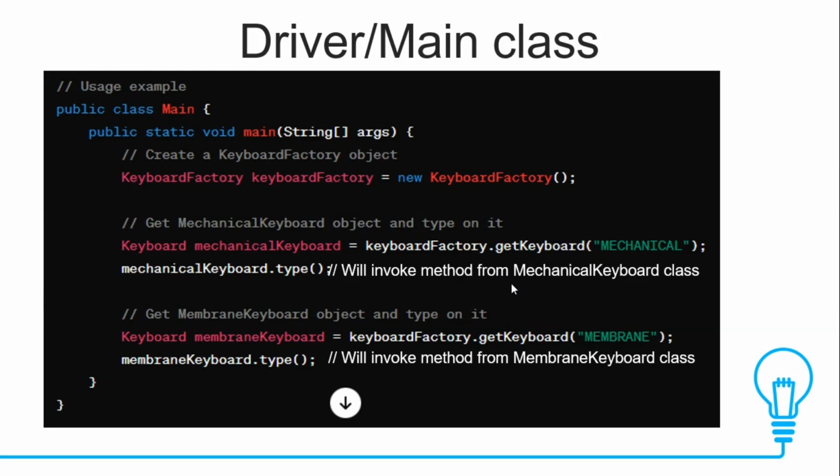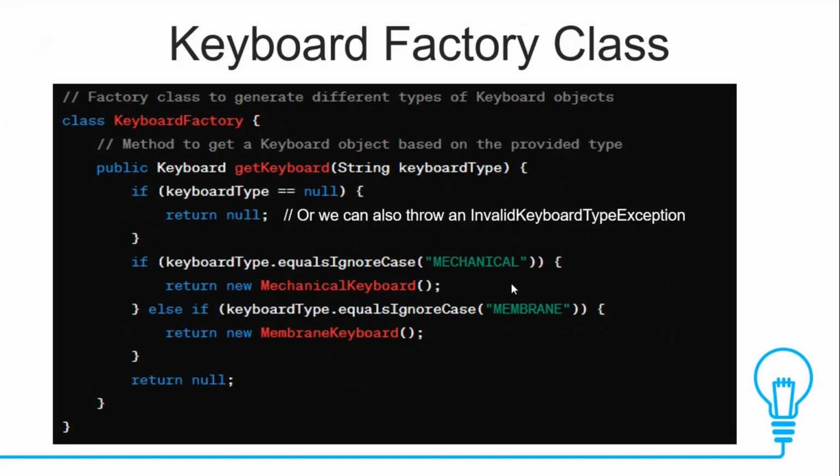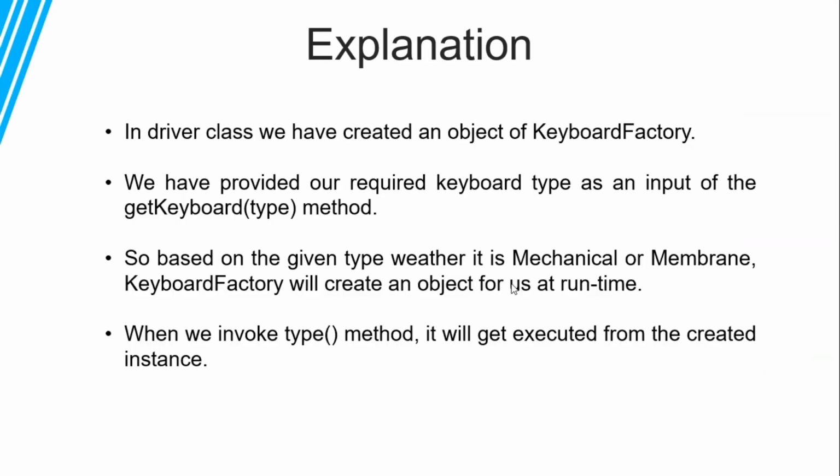So this is the same explanation I gave earlier: we have the keyboard factory class, and we provide our required keyboard type as input to the getKeyboard method. Based on the given type, whether mechanical or membrane, the keyboard factory will create an object for us at runtime, and when we invoke the type method, it will be executed from the created instance only. This is how you can implement the factory design pattern. In short, the factory design pattern is used to get a runtime instance for a given input based on the user input.